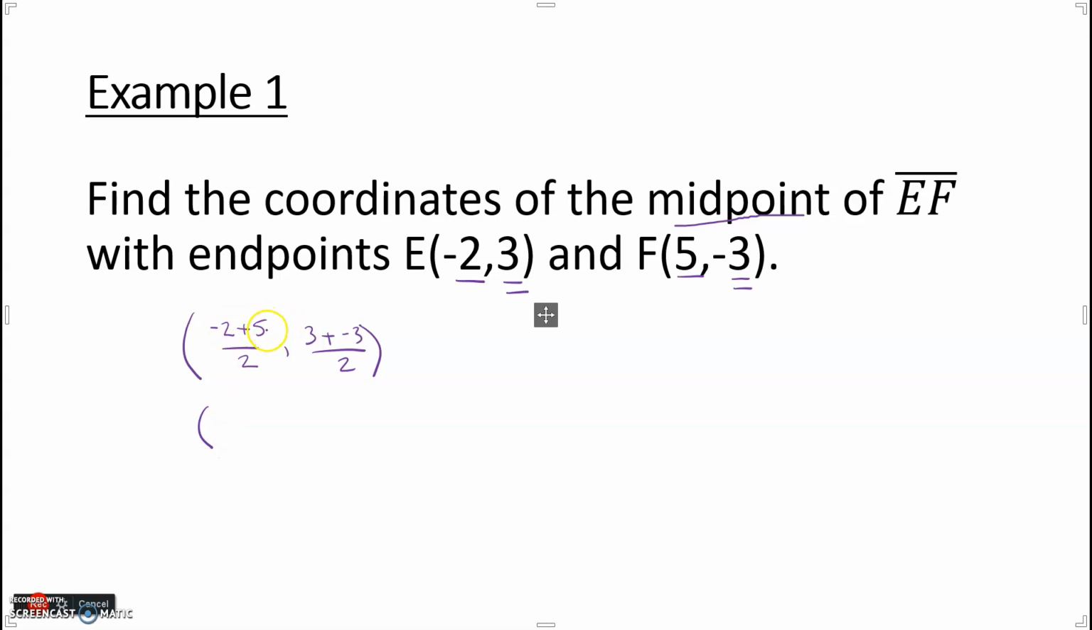So here, -2 plus 5 is 3 over 2. We're just going to leave it as 3 over 2. You could have put 1.5 as well. I would steer clear of mixed numbers. Don't write this as 1 and 1/2. So either leave it as 3/2 or 1.5. 3 plus -3 is 0. 0 divided by 2 is still 0. So those would be the coordinates of our midpoint.